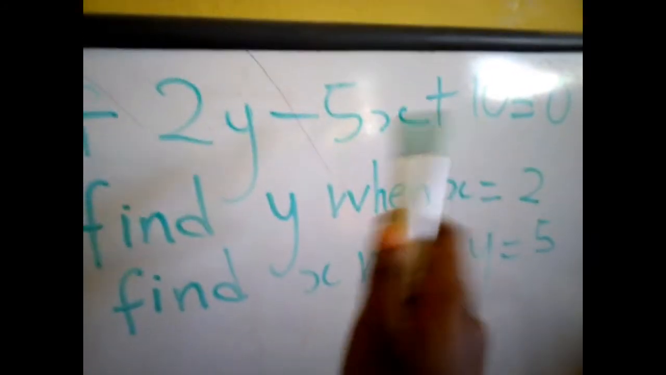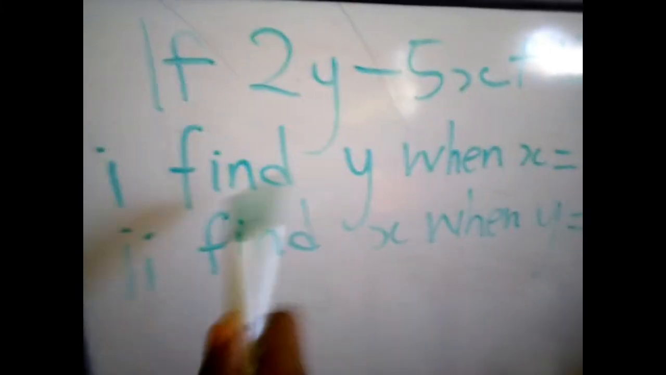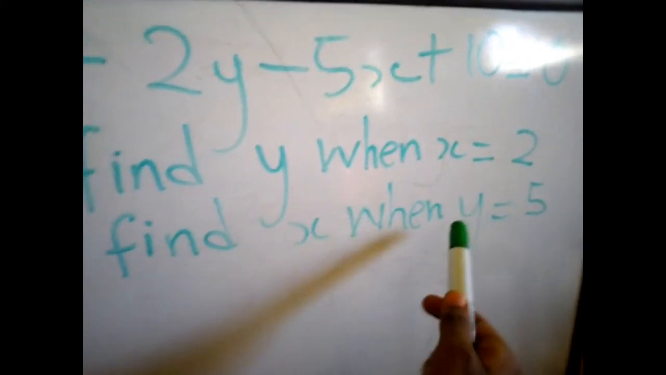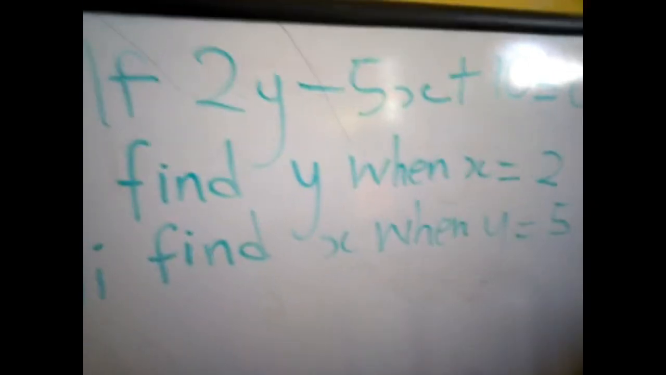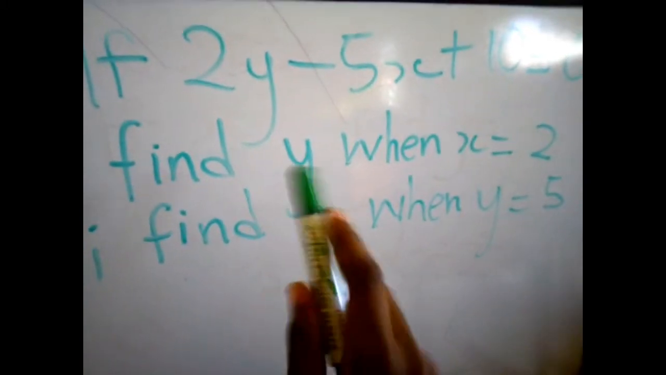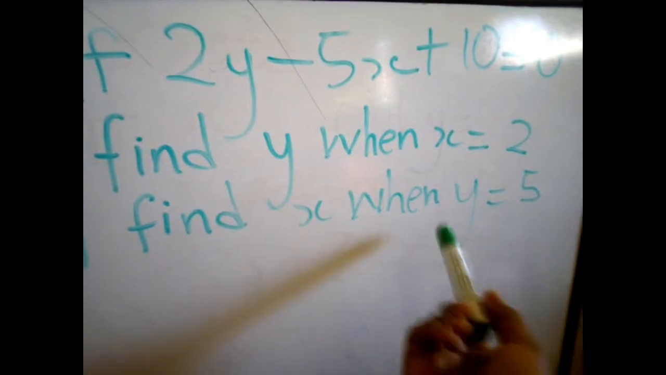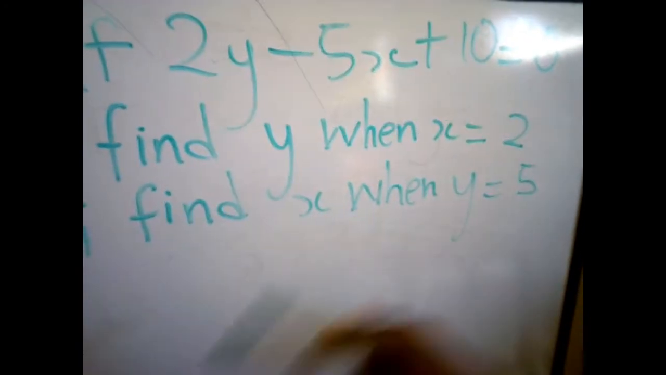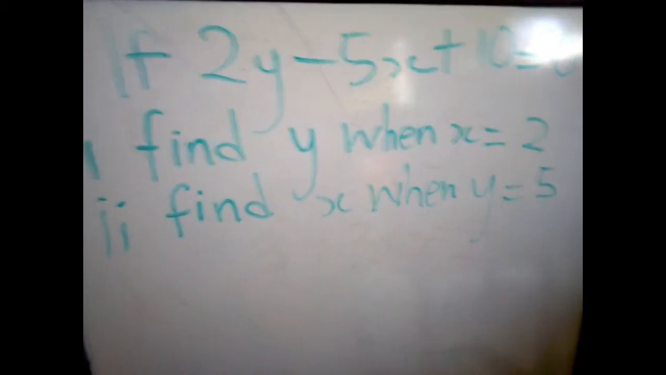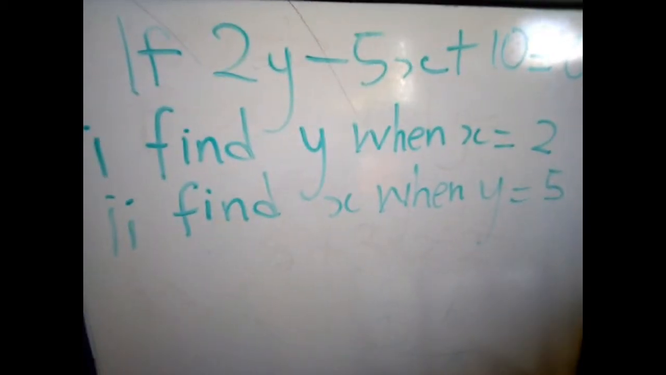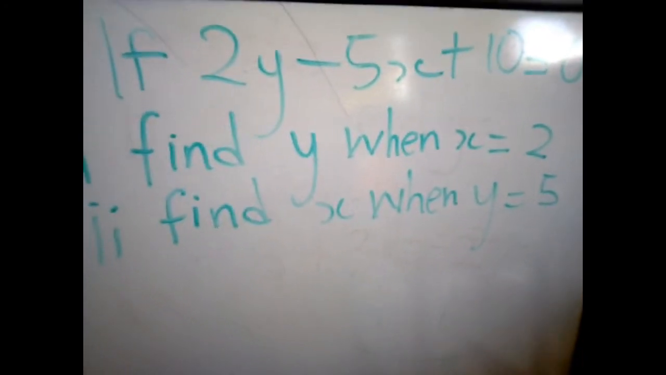If 2y minus 5x plus 10 equals 0, find y when x is equal to 2 and find x when y is equal to 5. You don't have to think that much about this one. They're not going to give you y, but they're giving you x, which is 2. So you just put it in the equation, and then you use the linear equation method to solve, because it'll be a linear equation when you replace the x with the digit they give you. So let's just see how we're going to do it.